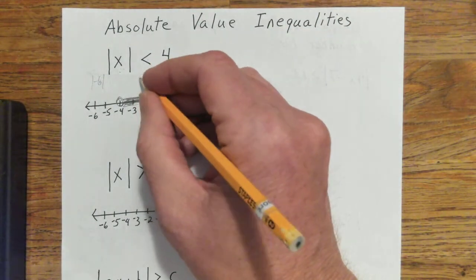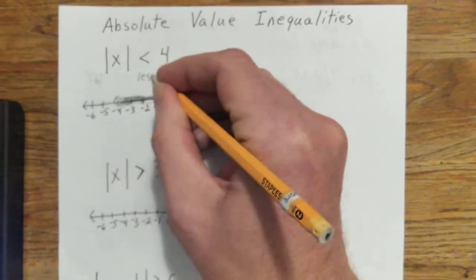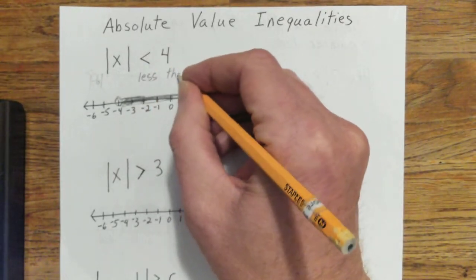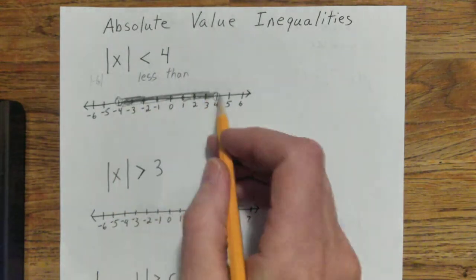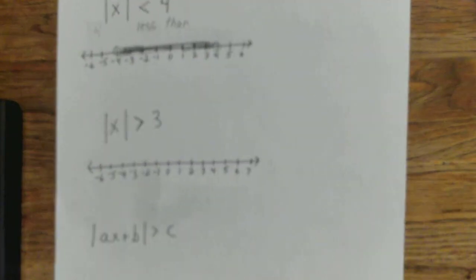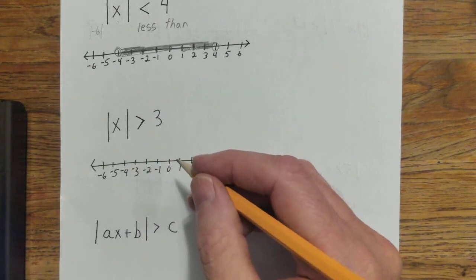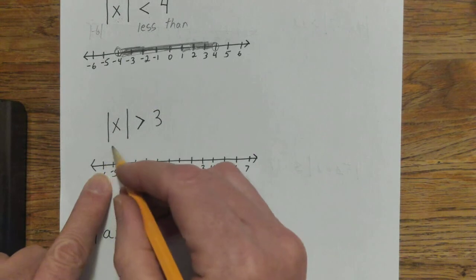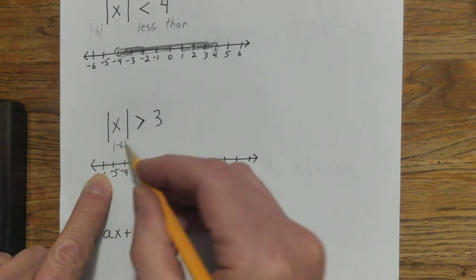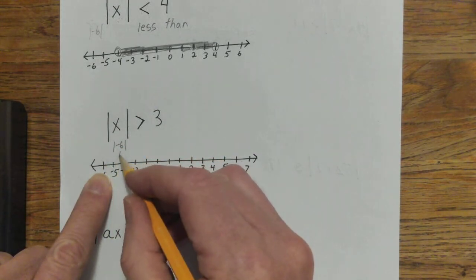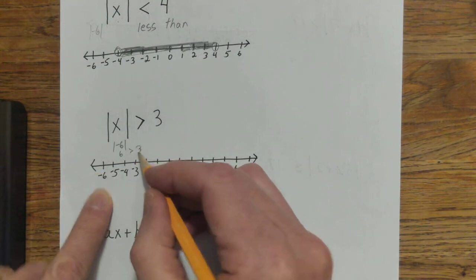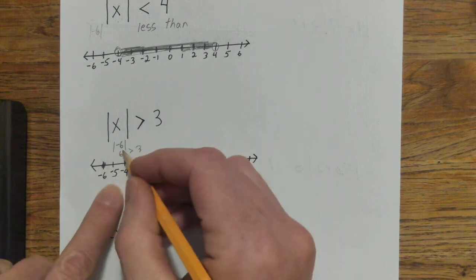I do want you to look at this. This is less than. And look at what the graph is doing here. And let's, in contrast, look at greater than. I just have absolute value of x is greater than 3. Now, if I put negative 6, absolute value of negative 6 here is 6. And 6 is greater than 3. So yeah, that would count there.